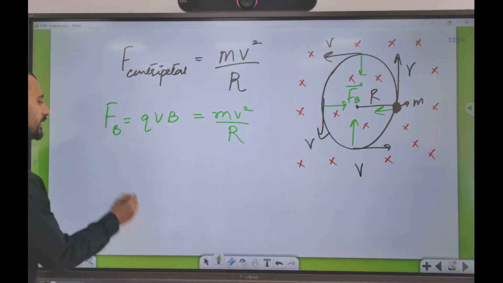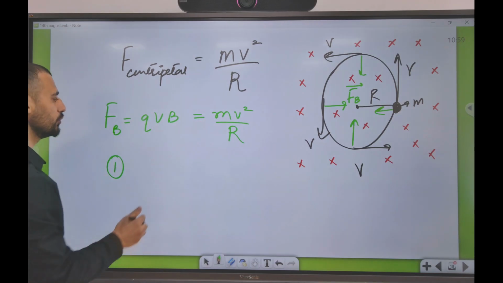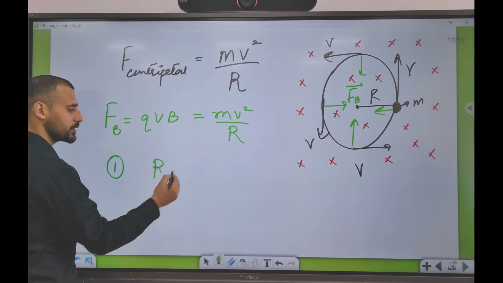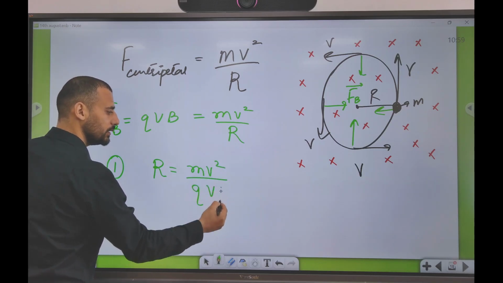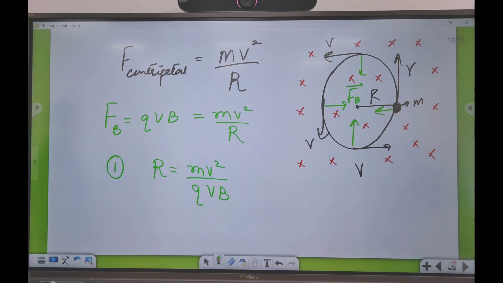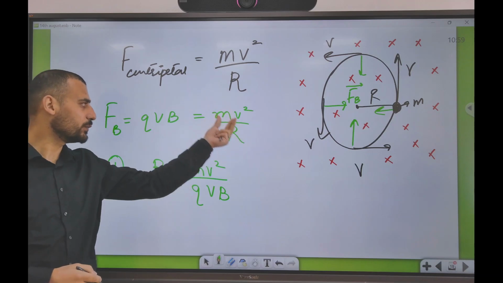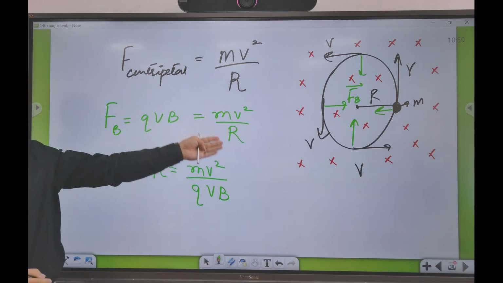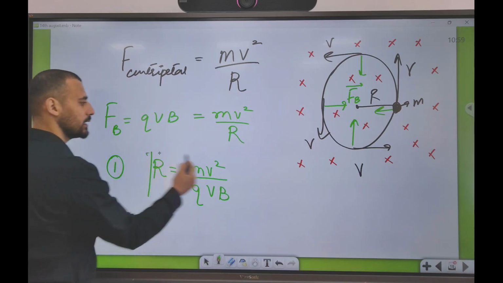So the first thing that we are going to do is find the radius of the circular path. The radius of the circular path can be found from the expression mv square upon r equals qvb. Is that fine? This is the radius of the circular path. So mv square upon r is the centripetal force. We equated that with the magnetic force and tried to find the radius of the circular path. This is one of the things that they can ask.